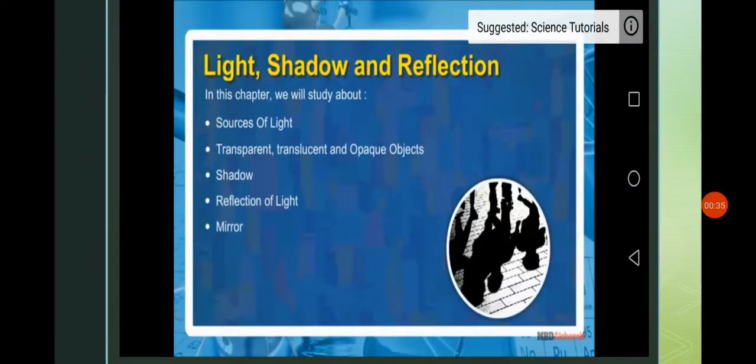Light, shadow, and reflection. In this chapter, we're going to study the sources of light: transparent, translucent, and obscure objects, shadow, reflection of light, and mirror. But today, we'll be discussing only sources of light: transparent, translucent, and obscure objects.